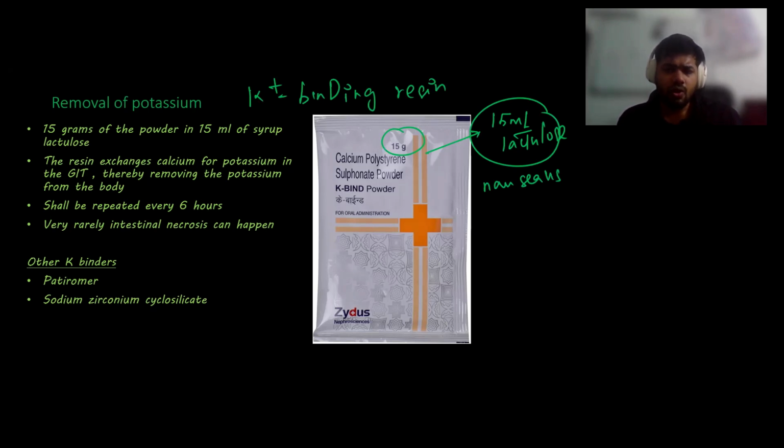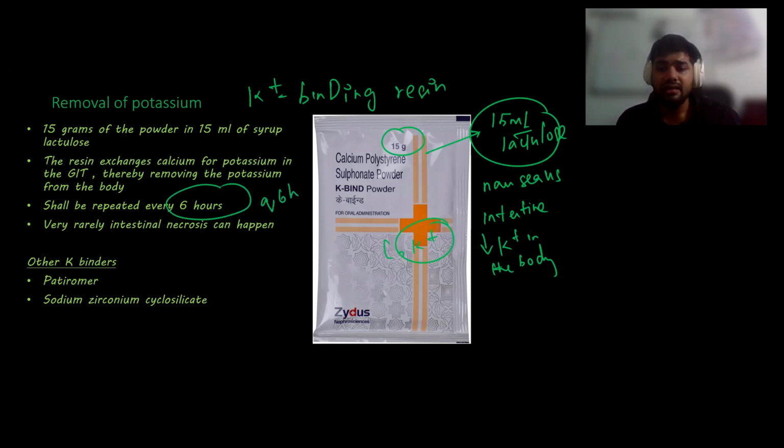So what happens is this powder, when it goes into the intestine, exchanges calcium with the potassium there. So the calcium is getting released and potassium is binding to the resin, thereby decreasing the potassium in the body. So this leads to aggressive removal of potassium. This shall be repeated every 6 hours, which means Q6 hourly.